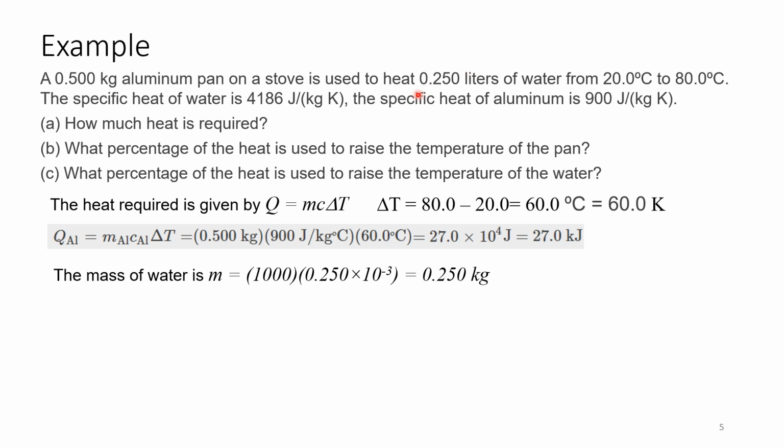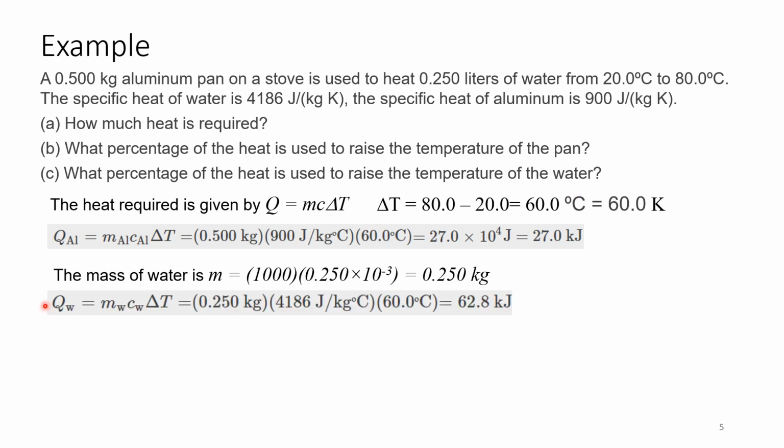Since the volume of the water is 0.25 liters, and that is 0.25 times 10 to the minus 3 cubic meter, we calculate the mass of the water to be 0.25 kilogram, and the heat required to raise the temperature of the water equals 62.8 kilojoule. We add these two together and get the total heat equals the heat for water plus the heat for the pan, and we get 89.8 kilojoule.